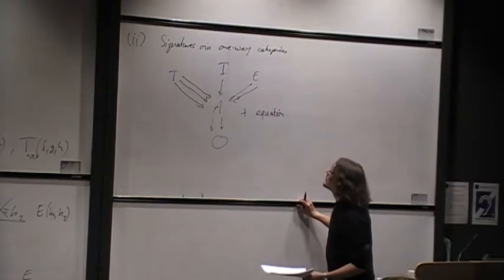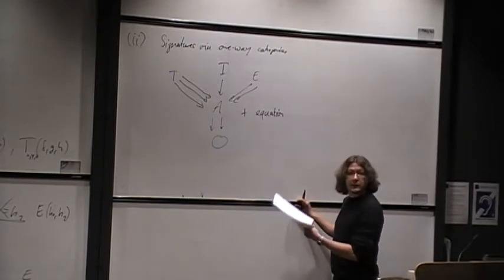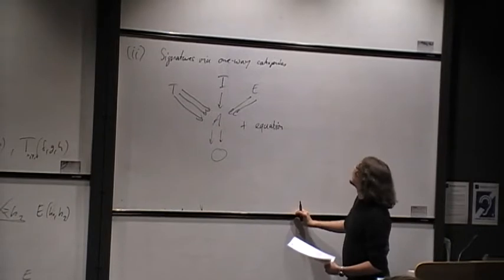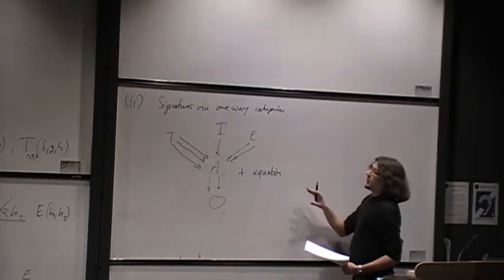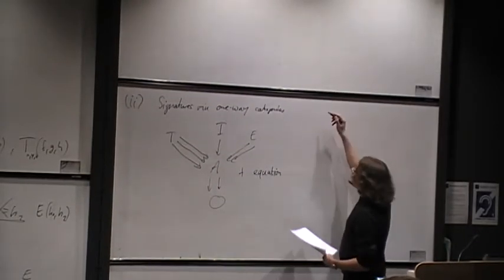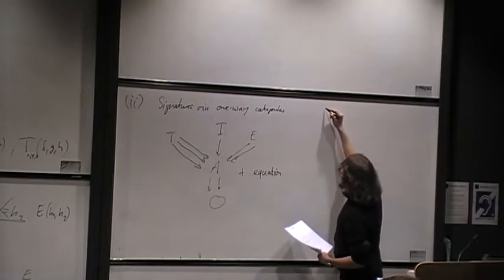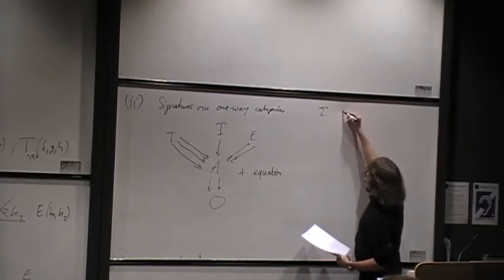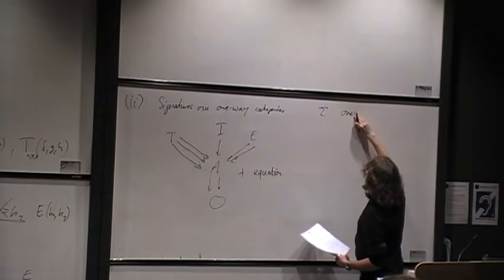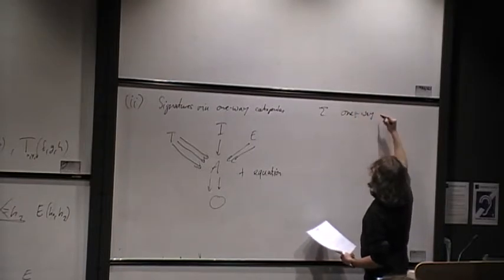Yes. So if I have this notion of signature, now I want to know what the models for such a signature are. So if sigma is a one-way category, I should say what a one-way category is, maybe.